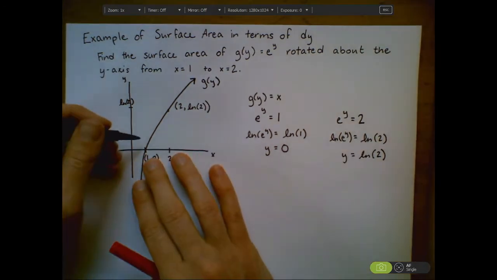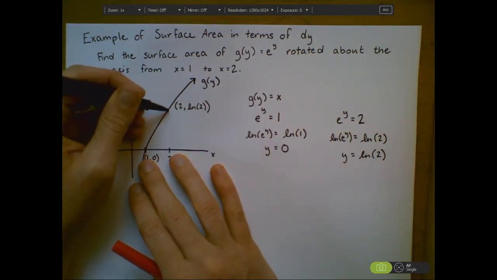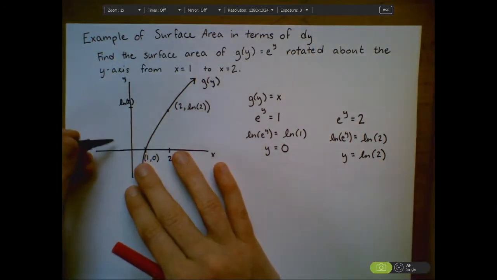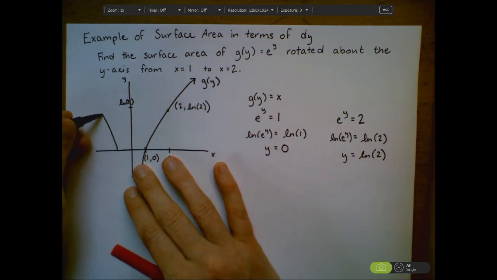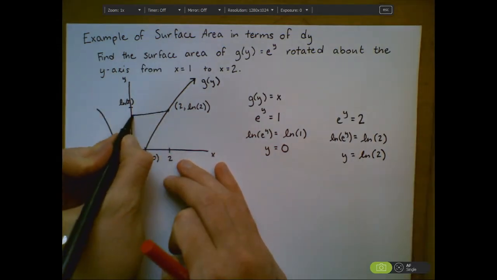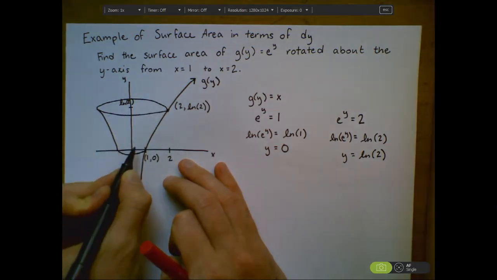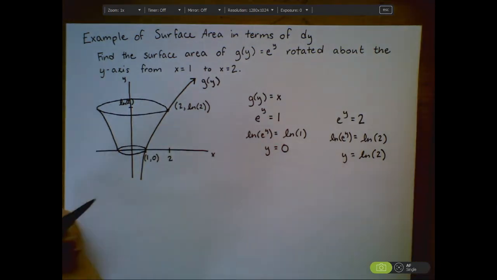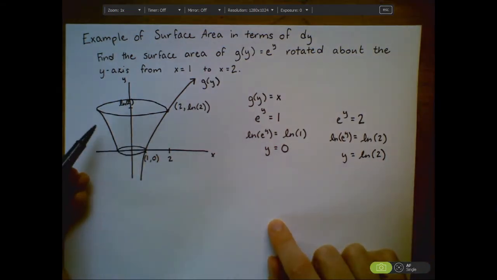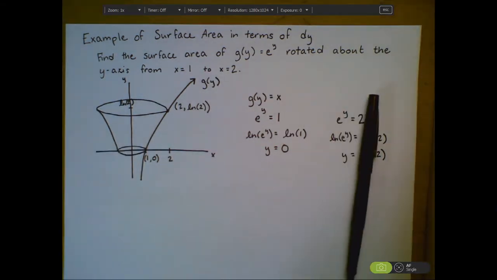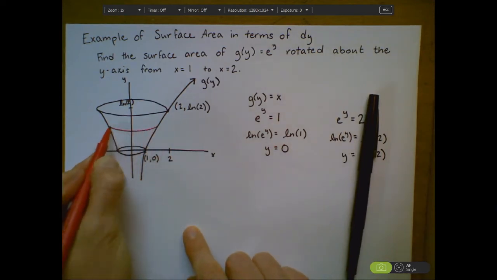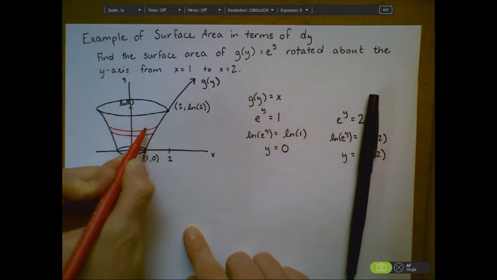So we're going to take this part of the curve and rotate it around the y-axis. We're going to get sort of a cylindrical looking thing like this. And we want to know what is the surface area of this shape. And we're going to break it up into dy bands.